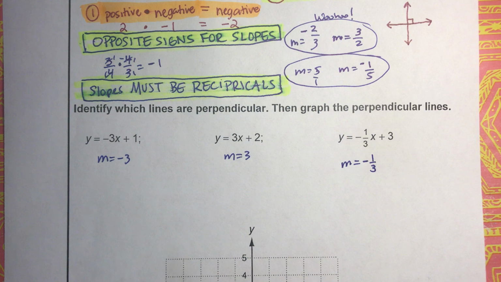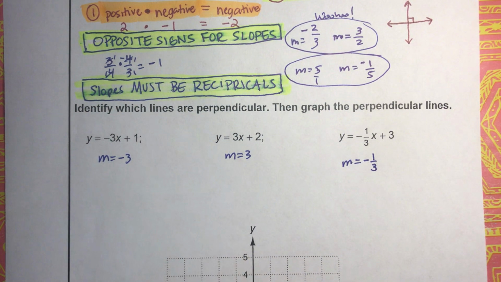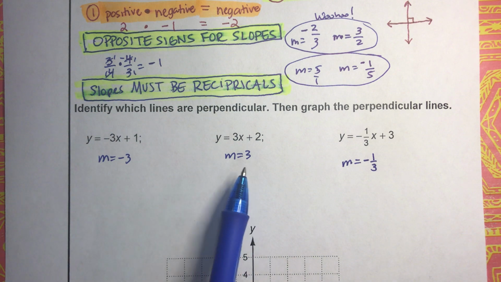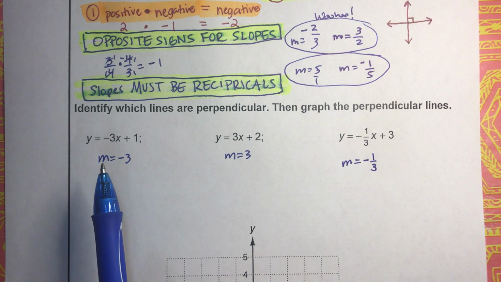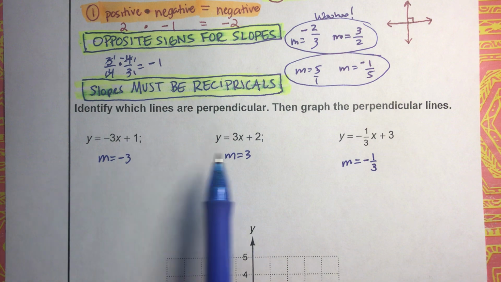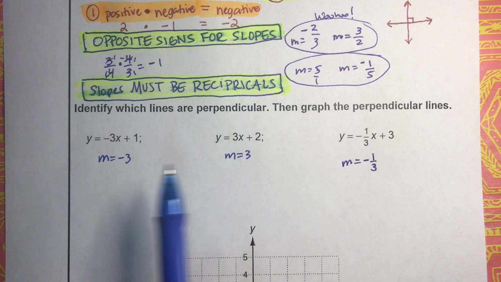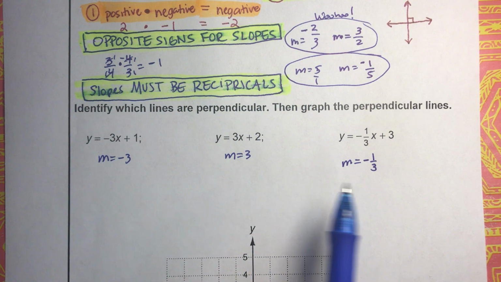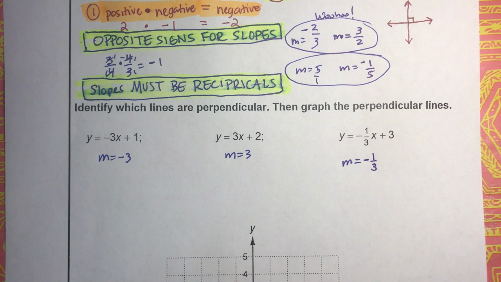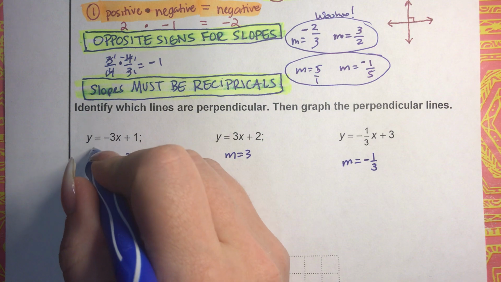So we need opposite signs and reciprocals. So these are opposite signs, but they're not reciprocals. So those aren't perpendicular. Okay, so this one's not perpendicular to this one. What about this one? Well, they're both negative. So this one is not perpendicular to this one or this one. Since they're both negative, they would never be able to get a -1. So that means this one's out.